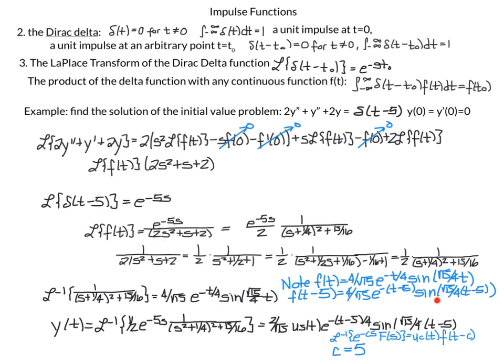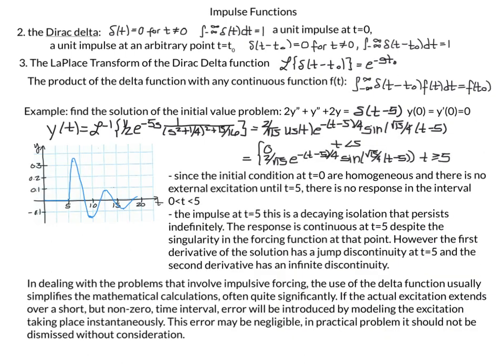Since the initial conditions at t equals 0 are homogeneous and there's no external excitation till t equals 5, there's no response in the interval between t equals 0 and t equals 5. Then there's an impulse at t equals 5, which is a decaying solution, and you see it's decaying by this exponential here that persists indefinitely. The response is continuous at t equals 5 despite the singularity in the forcing function. However, the first derivative of the function has a jump discontinuity, and the second derivative has an infinite discontinuity.